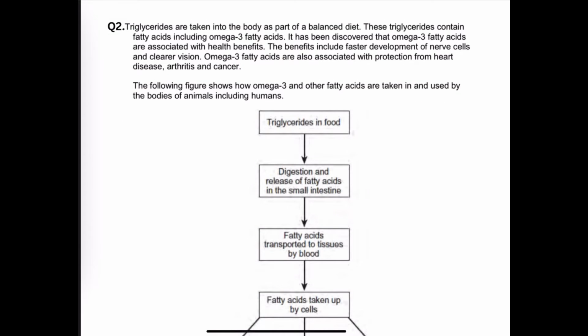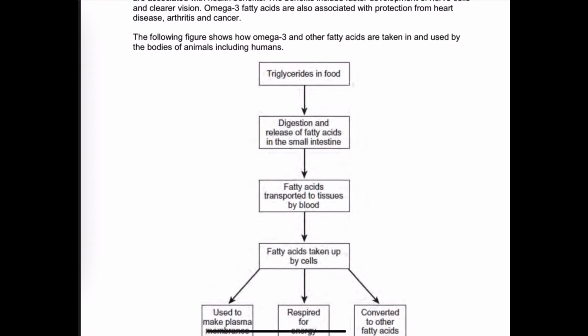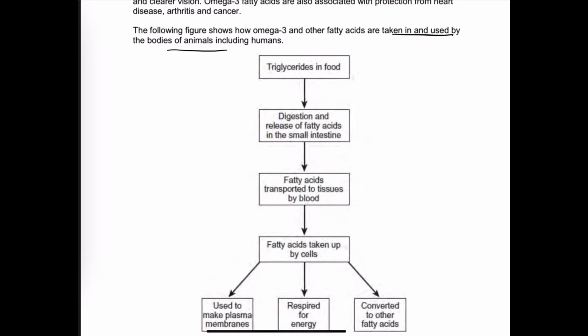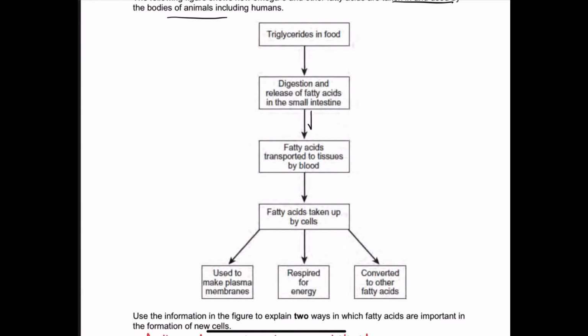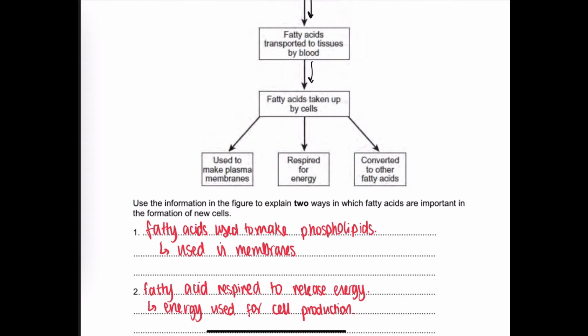Question 2. Triglycerides are taken into the body as a part of a balanced diet. These triglycerides contain fatty acids, including omega-3 fatty acids, and it has been discovered that these fatty acids are associated with health benefits. The benefits include faster development of nerve cells and clearer vision. It's also associated with protection from heart disease, arthritis, and cancer. The following figure shows how these are taken in and used by the bodies of animals. So you can see that it's taken in, digestion, and then it's transported to the blood. This is pretty normal. And then what they're used for: they are used to make plasma membranes, respired for energy, and converted to other different fatty acids.